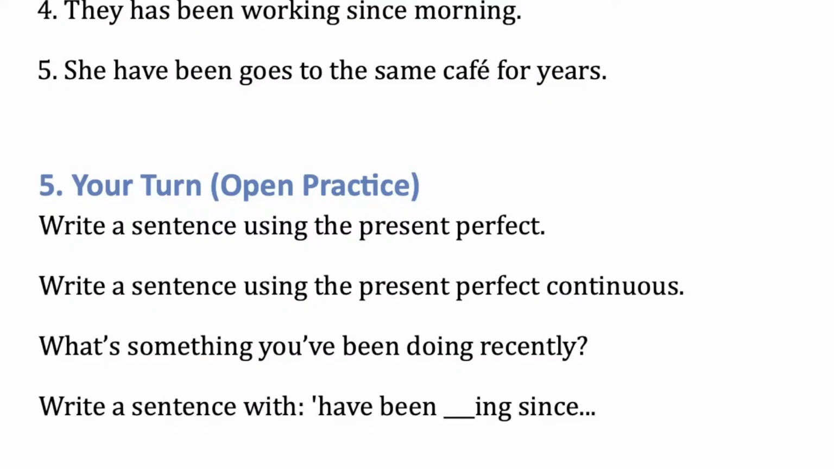Okay, write a sentence. So here we go. These are instructions for you to follow. Write a sentence using the present perfect. Write a sentence using the present perfect continuous. What's something you've been doing recently? Write a sentence with have been, verb -ing, since. Okay, so follow these instructions and write 4 sentences.